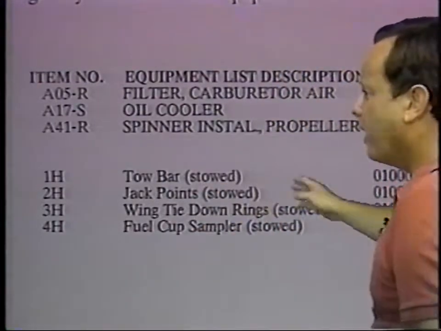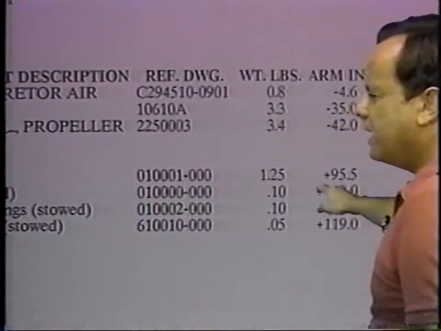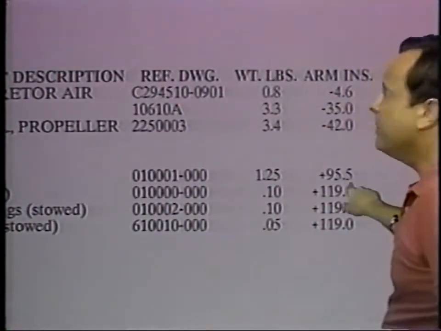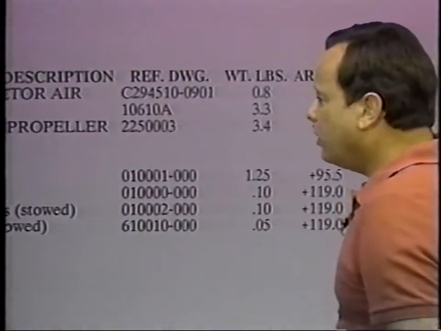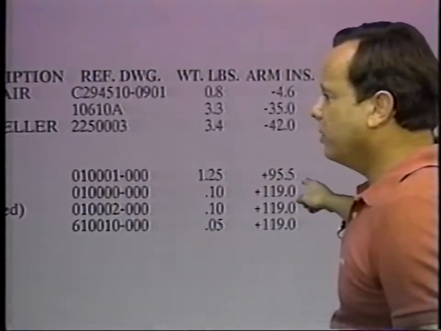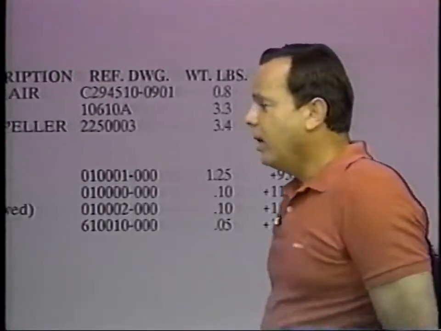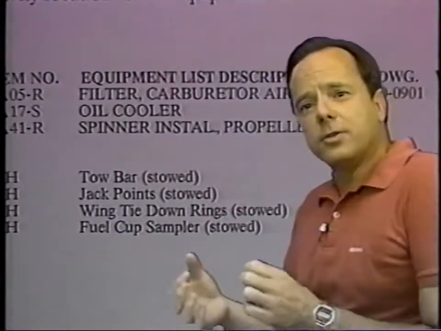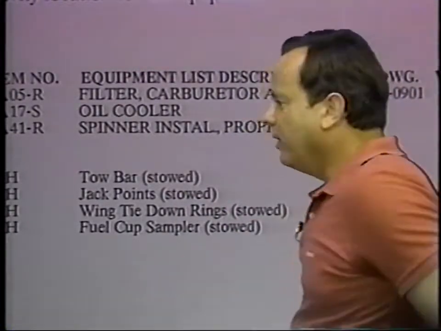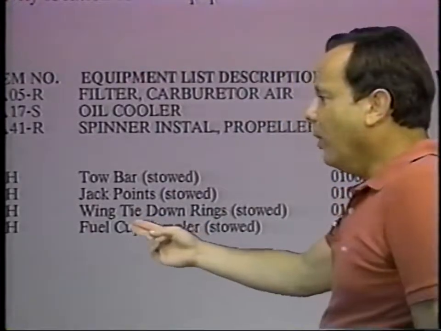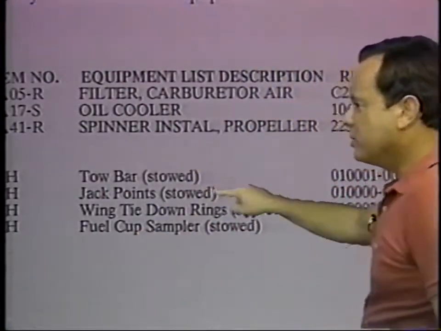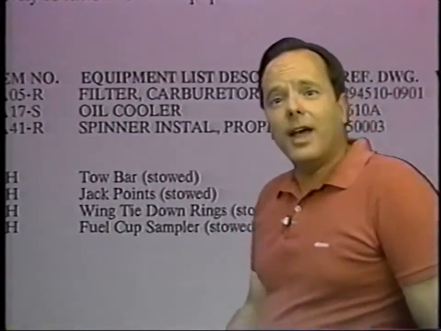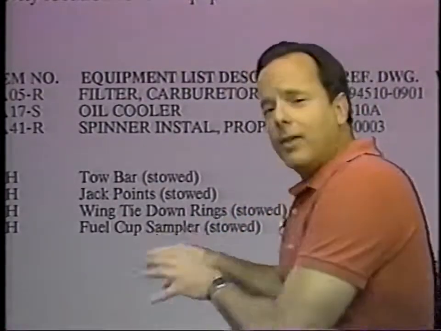For instance, here's the tow bar, and as we move across to the right, you'll notice it has a weight of 1.25, and it's got a specific spot that it's designed to be stowed in. If we go across here, we find it's designed to be stowed at 95.5 arm. So there's a specific spot for the tow bar and the jack points. The jack points are little things that can be unscrewed and removed from the airplane, as well as the wing tie-down rings for the Mooney, which can actually be unscrewed from the airplane. To legally fly this airplane, these things must be stowed, because you notice it says stowed down here, and that means you must actually stow them in the proper place.